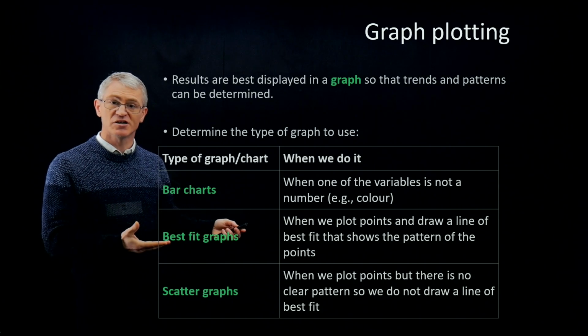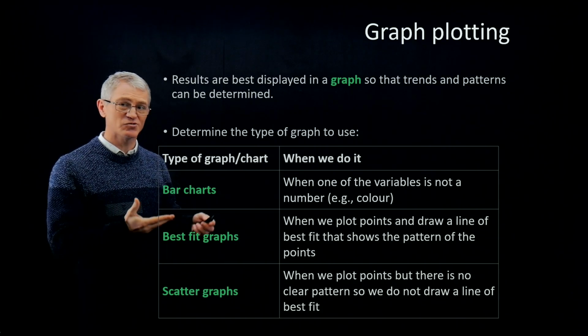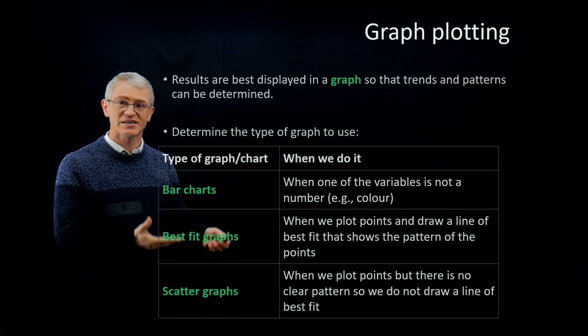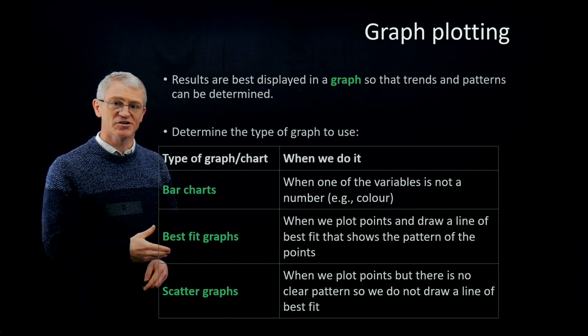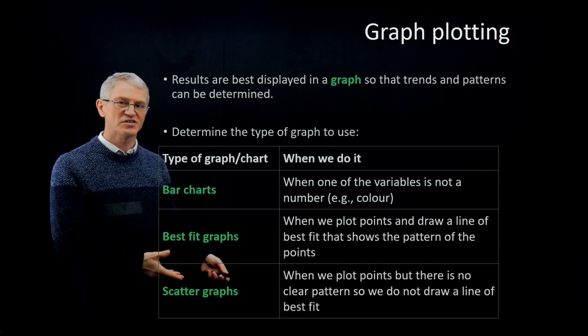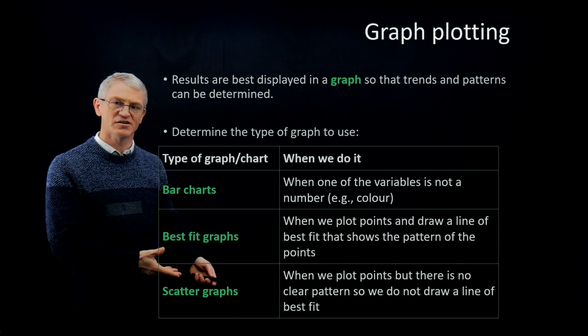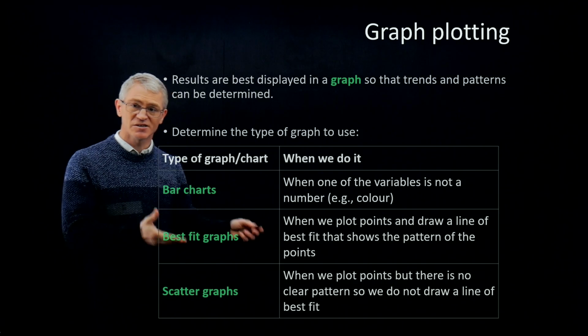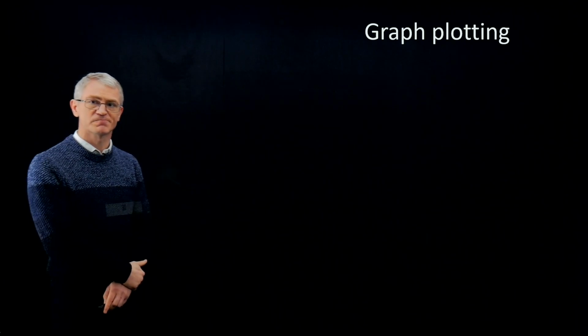Best fit graphs. When we plot points and draw a line of best fit, that's the most often used one. That's the one we use in almost every scientific example, and that's to do with numbers. Scatter graphs have no clear pattern, and they are usually not used in scientific work at Year 9, GCSE, or even A level. The best fit graph is where you need to go.